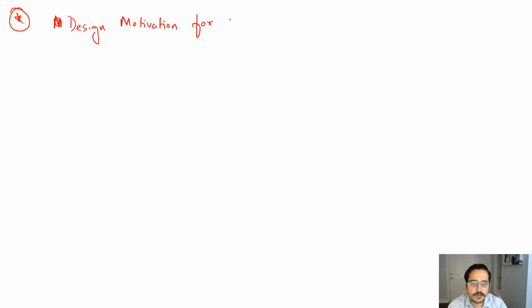All right. So let's talk about the design motivation for using EER. Okay. So in this particular process, think of a database scenario, or a problem domain, of inventory management. Okay, inventory management.